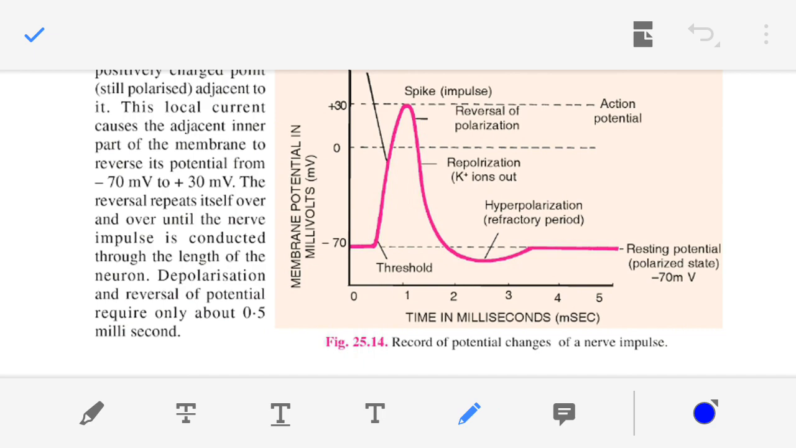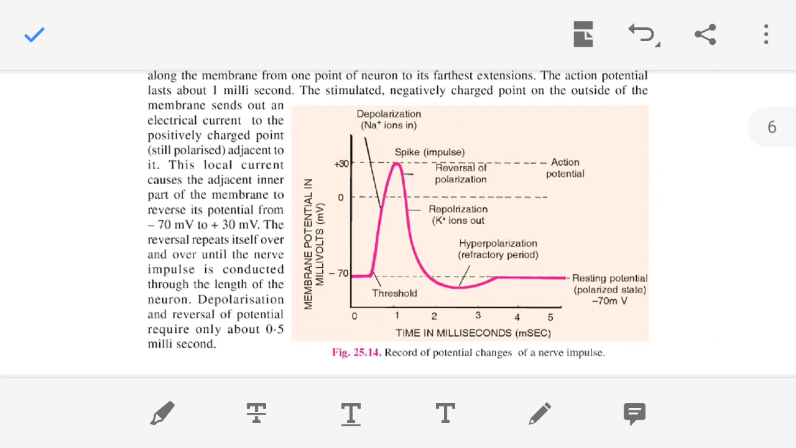So now, see the action potential value. The resting membrane potential was minus 70, and now the membrane potential becomes plus 30 when the action potential is generated, and the action potential is propagating now. Okay, now depolarization and reversal of potential require only 0.5 millisecond time.